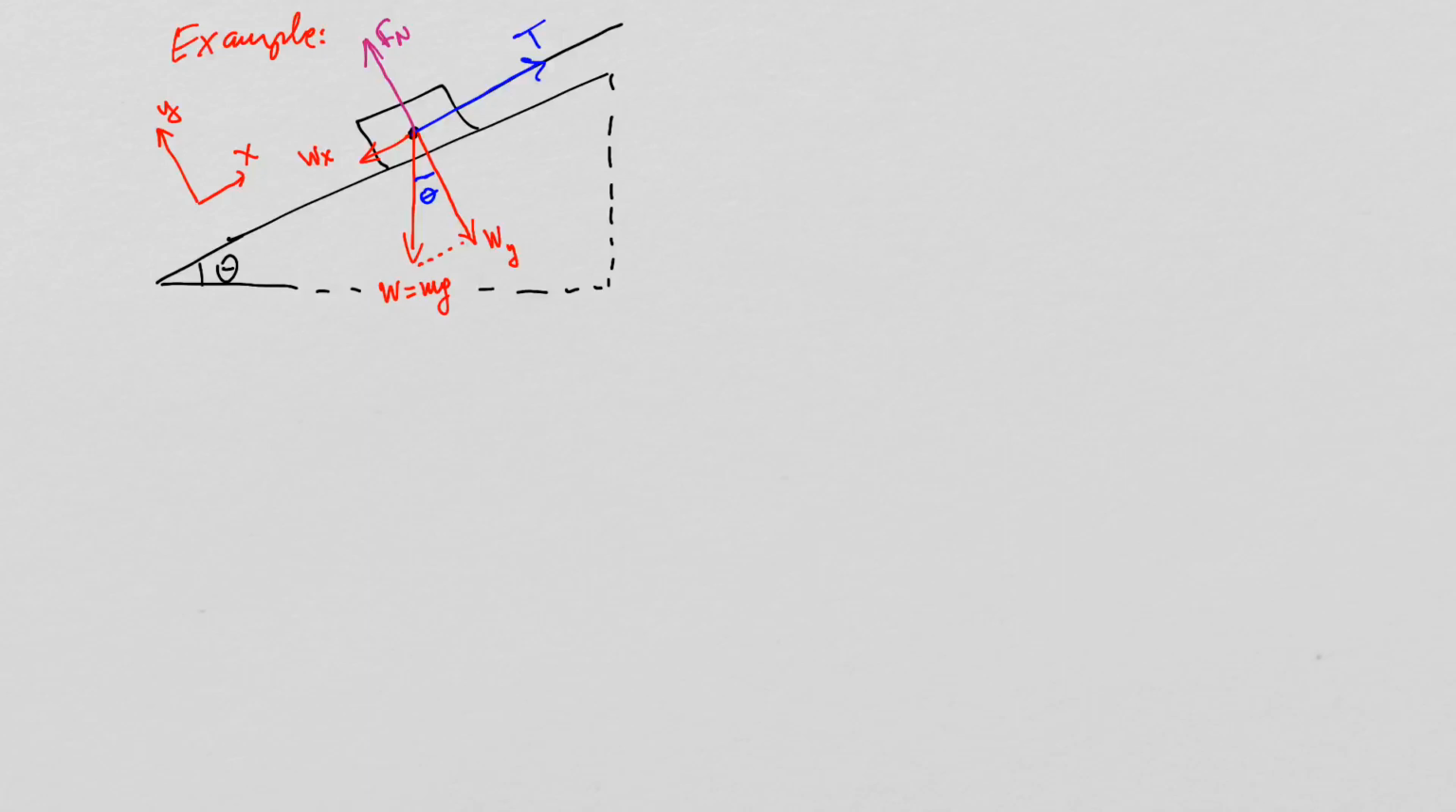Well, now I can express the component of the weight with a trig function and the weight itself. So let's do that. So wx is equal to w sine of theta, or in other words, mg sine of theta. And wy is equal to w cosine of theta, or this is mg cosine of theta.